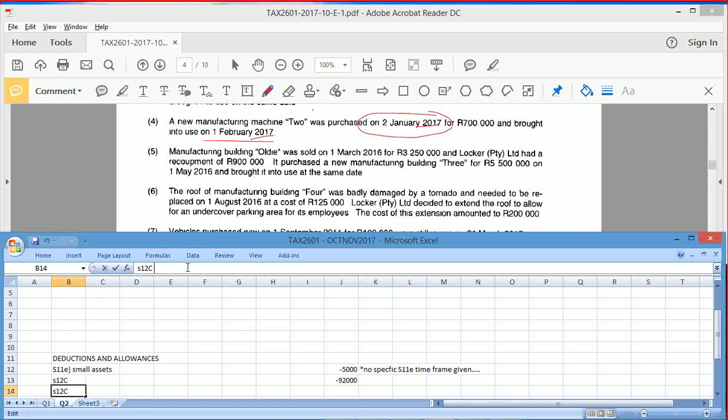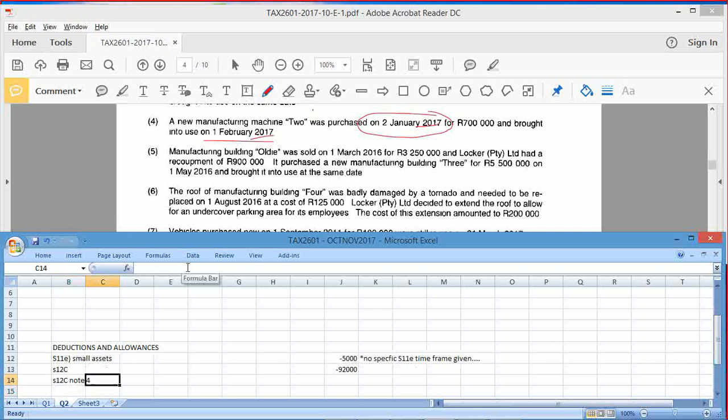This was asterisk new, number 3. No, not number 3. What number is this? Number 4. Okay, so minus 700,000 times 0.40. Do you agree? 40%. Yes, sir. 280,000 deduction. Yes, sir.